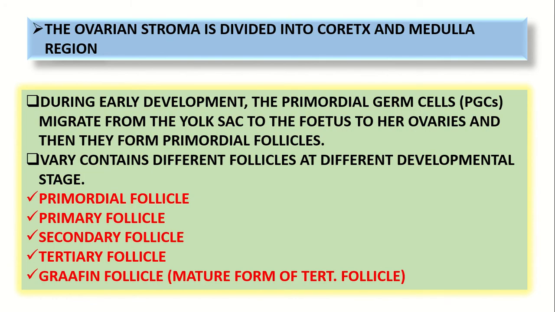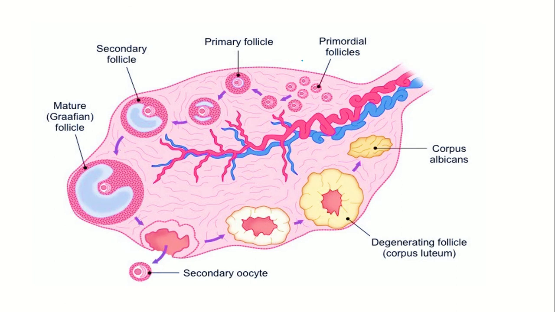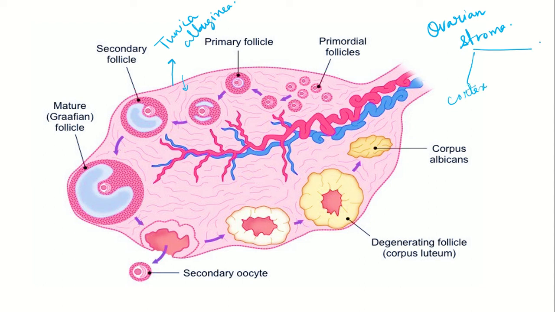So just inside, see here, this is a clear image. If this is the last layer, that is the tunica albuginea. Just beneath it, the ovarian stroma is present, the cytoplasm-like structure, which is again divided into 2 parts. The outer one is the cortex and the inner one is the medulla, where the blood vessels are present.